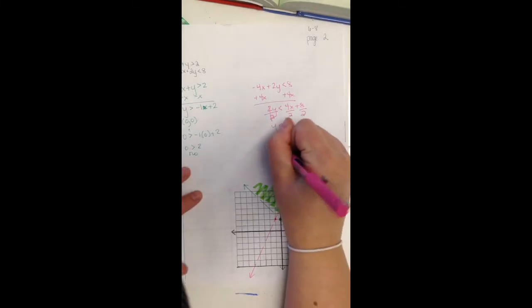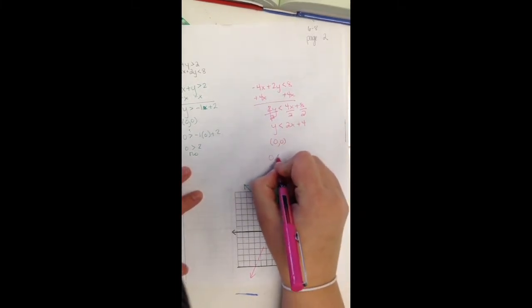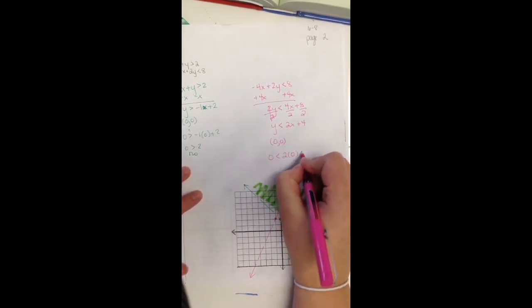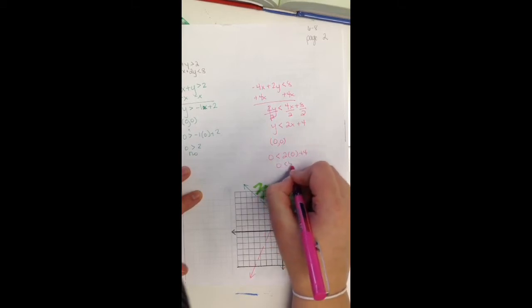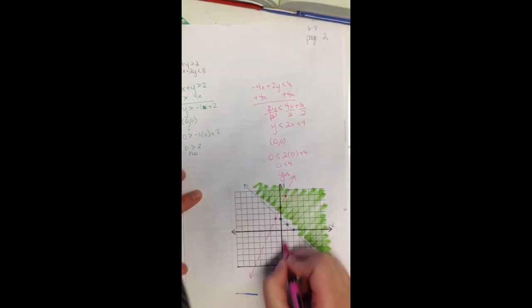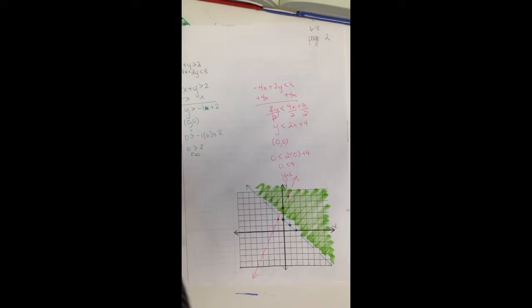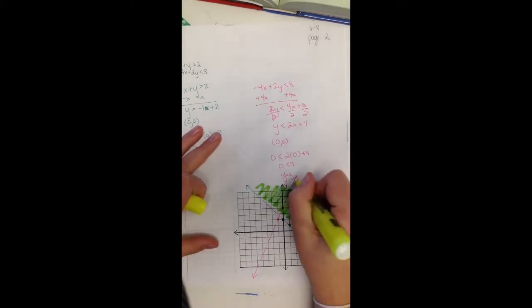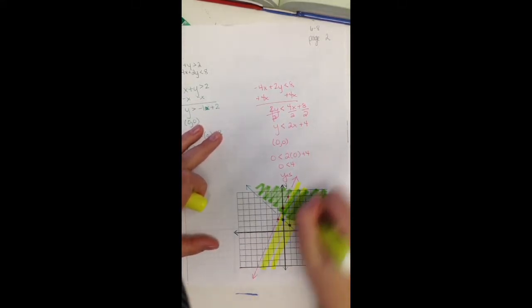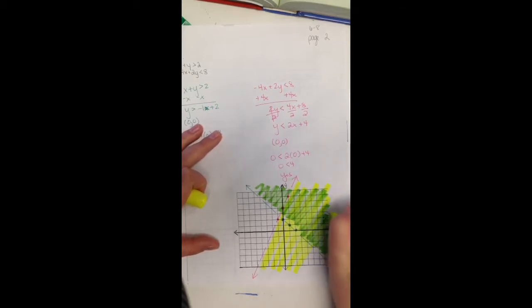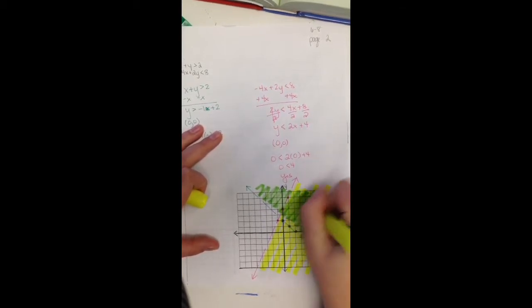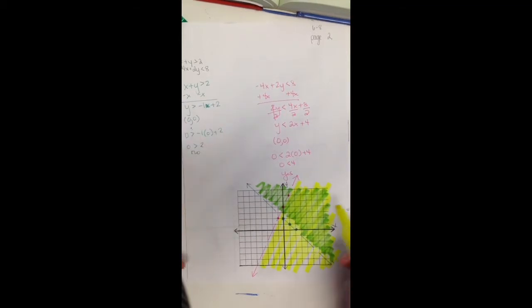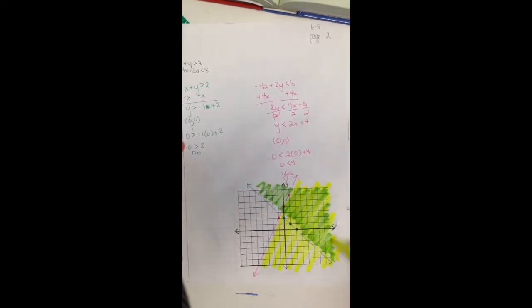Choose a test point. I'm going to go with the origin. Is 0 less than 2 times 0 plus 4? Is 0 less than 4? Yes. So that's the side that I shade on. So that section where those overlap is the set of solutions. Alright, go ahead and turn to the next page.